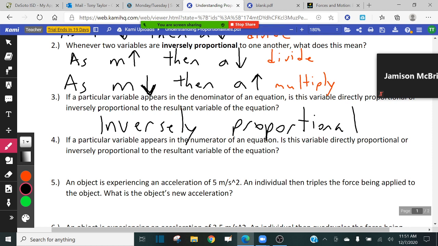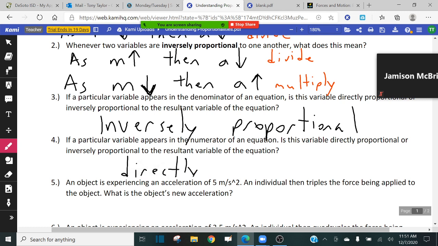Okay, guys, look at number 4. If a particular variable appears in the numerator of an equation, is this variable directly proportional or inversely proportional to the resultant variable of the equation? Well, we just said that if it appears in the numerator, it is directly proportional. Okay, and guys, this is true for any and every equation we're going to see in the future.